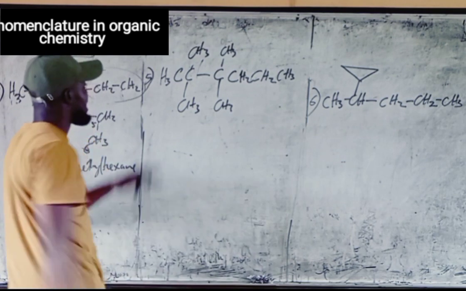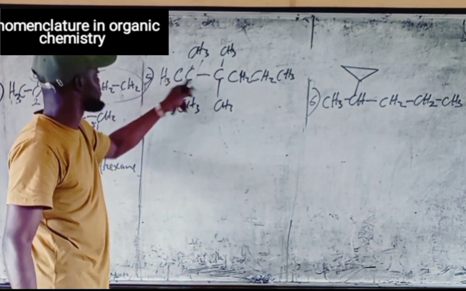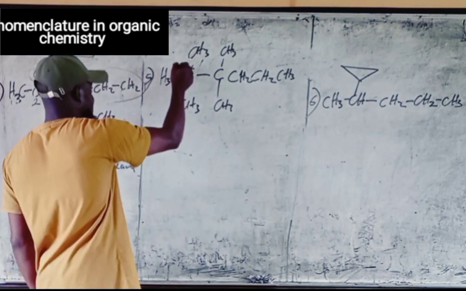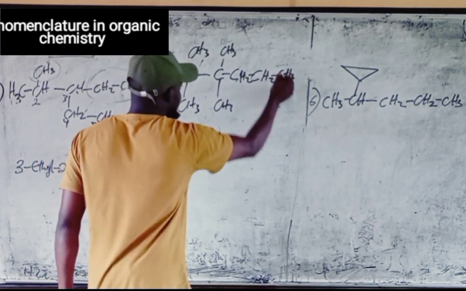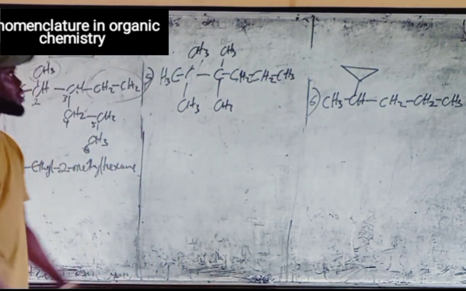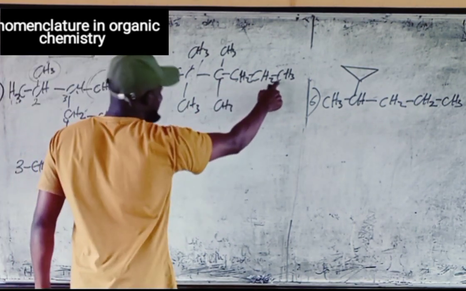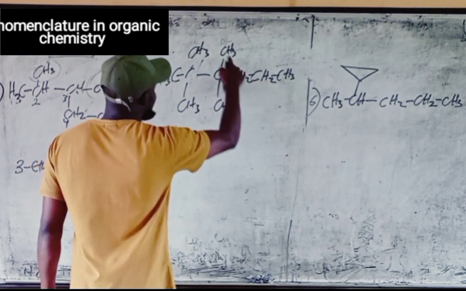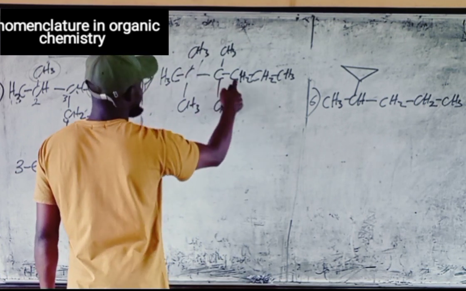So let's go to the next one. I have 1, 2, 3, 4, 5, 6. There's a bond here. If you don't know, there's a bond between this and this. There's a bond here, there's a bond here. This is not shown in your question, but there's a bond there. So we have 1, 2, 3, 4, 5, 6.